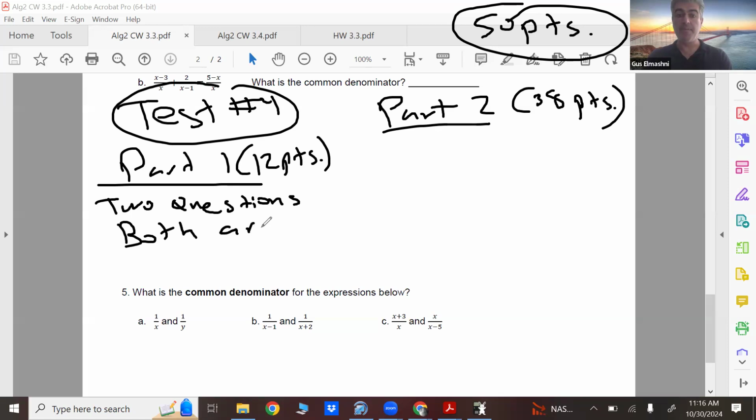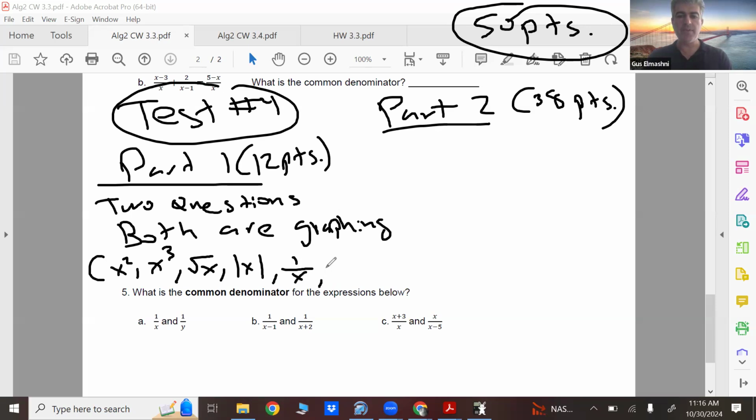Both are graphing. And it could be any of the following: an x squared, an x cubed, a square root of x, absolute value of x, a 1 over x. So it could be any of those with transformations. Yes, exactly. Same thing we had in the last test. Yes, 100%.